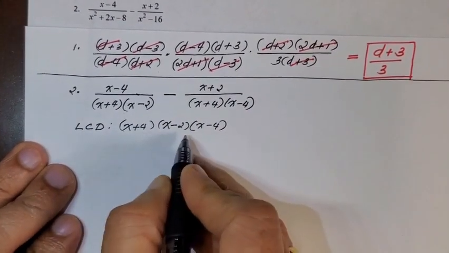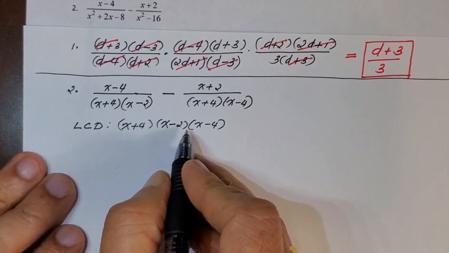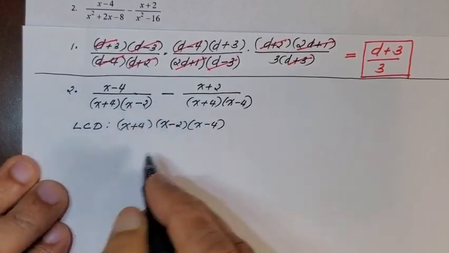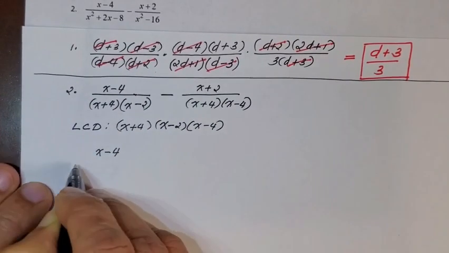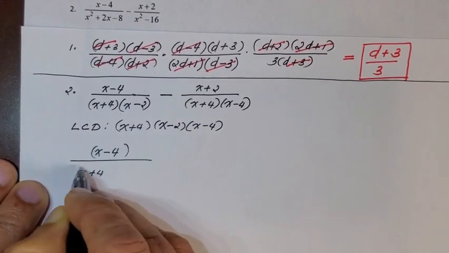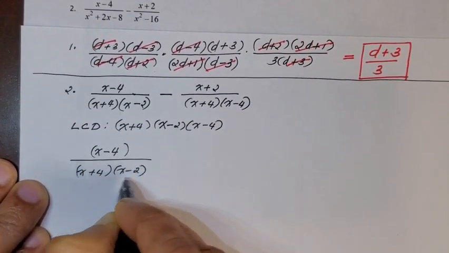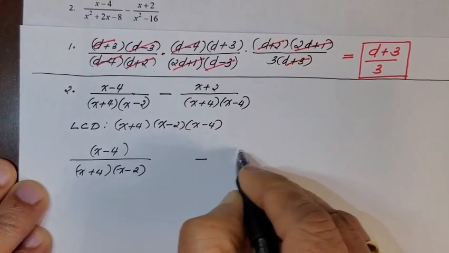Okay, so let's use this least common denominator to complete the subtraction process. So let's rewrite the first one. So x minus 4 is divided by x plus 4 times x minus 2, then minus, let's leave some space so that we can fill up things later.